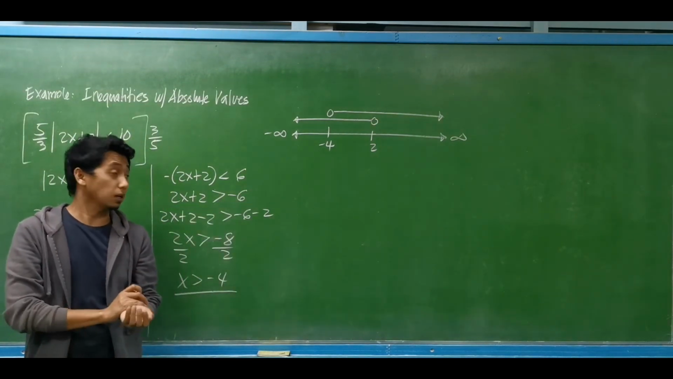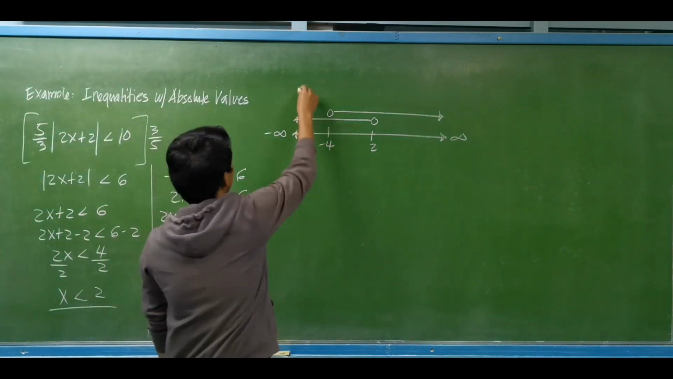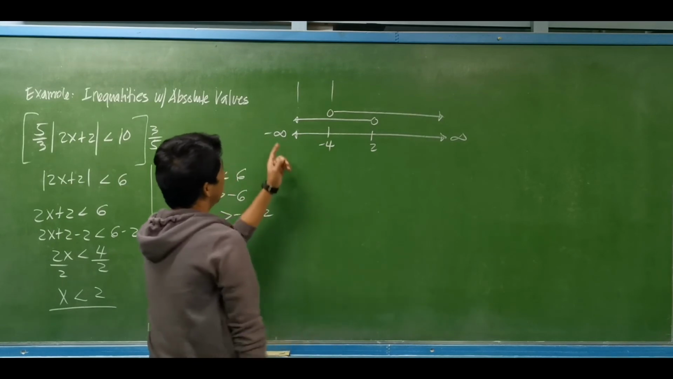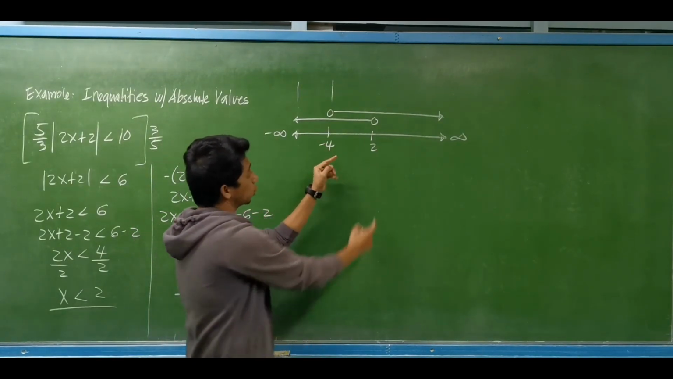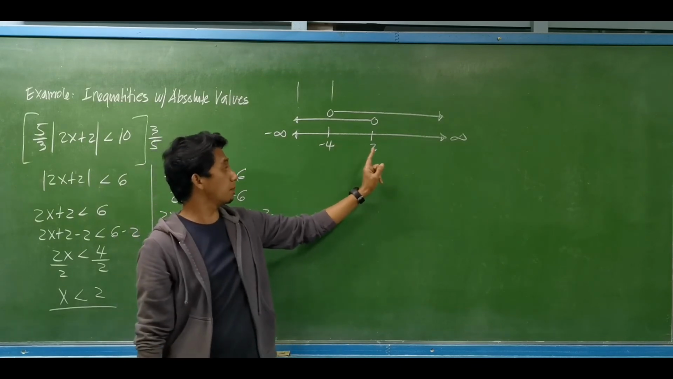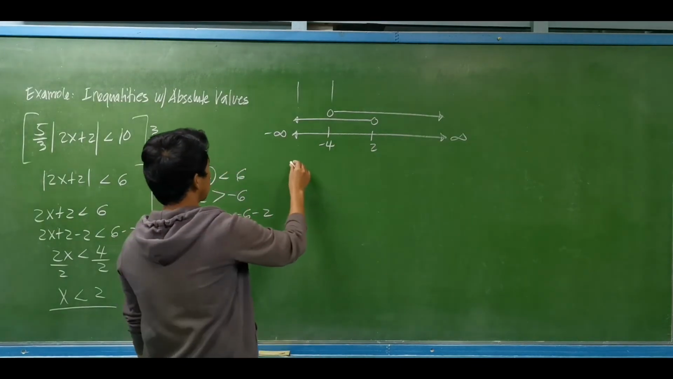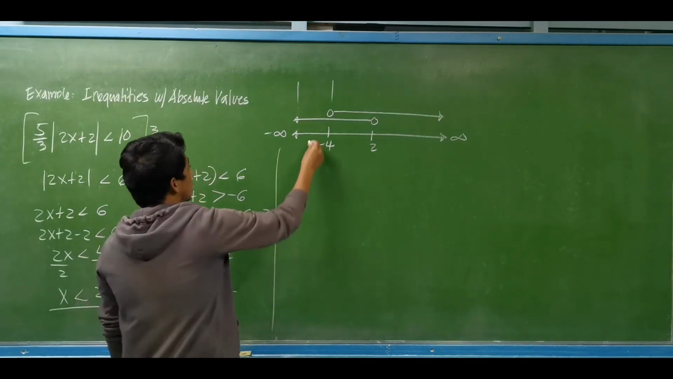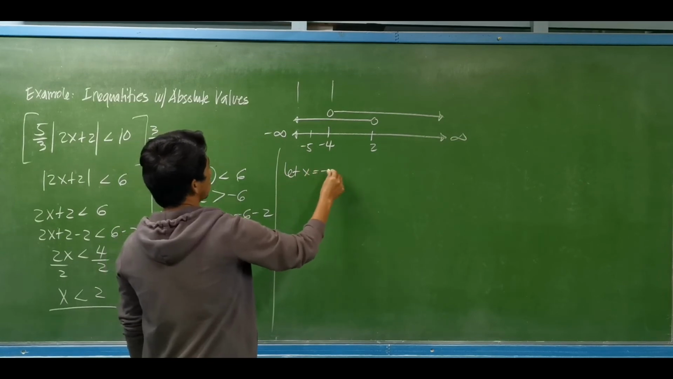So let us observe every interval. What are the intervals that we are going to consider? First interval is from negative infinity to negative 4. Negative 4 to positive 2, the second interval, and last interval from positive 2 to infinity. So for example, I'll be using negative 5. So let x equal negative 5.